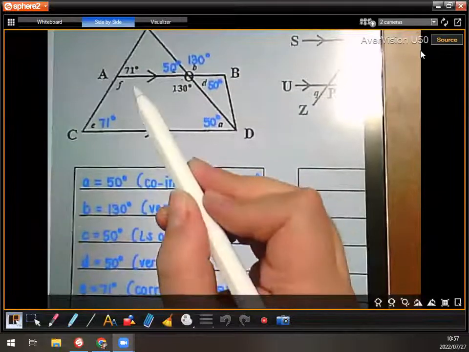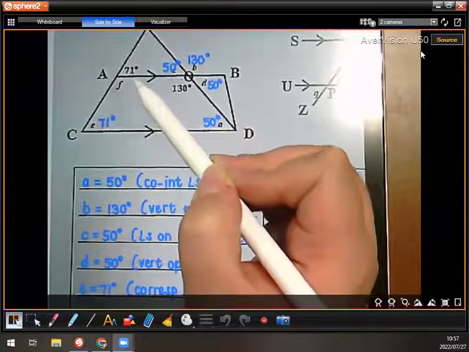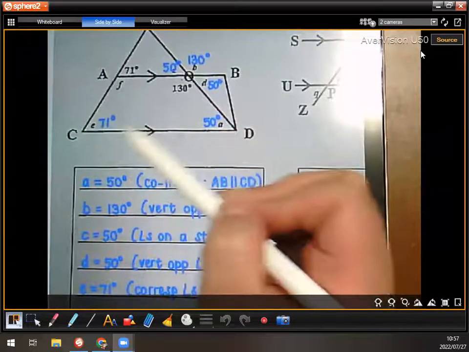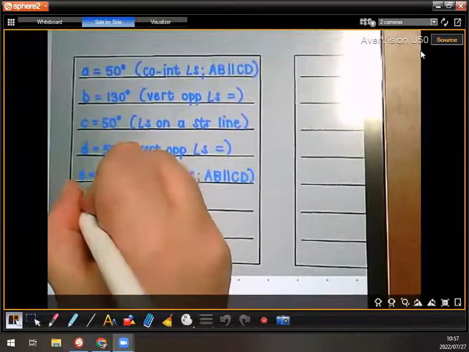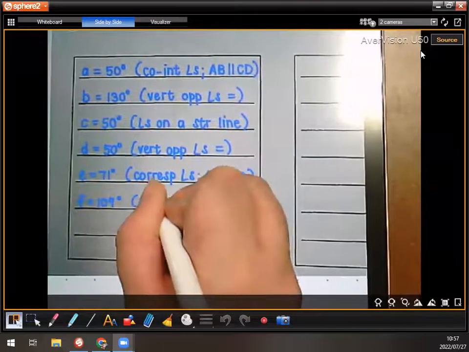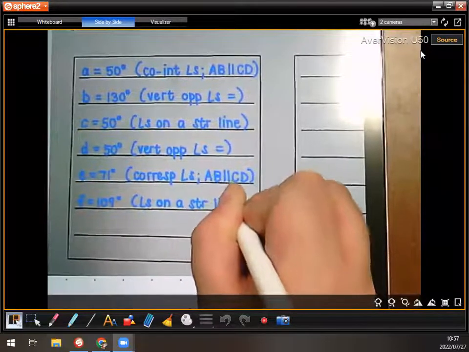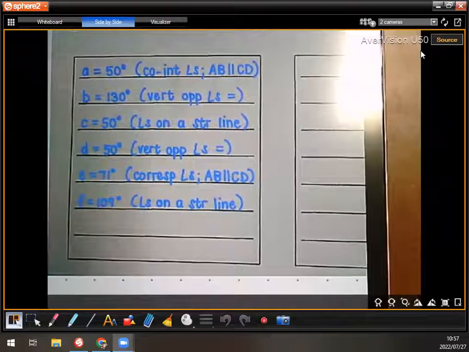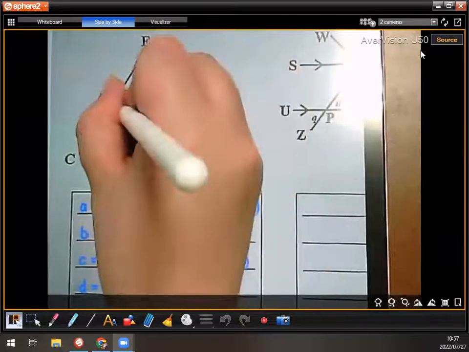Next one, we need to find F. Angles on a straight line, yes, or co-interior angles. Both reasons would use the same working, 180 minus 71, which is 109. So F is 109 degrees, with reasons angles on a straight line, or co-interior angles AD parallel to CD. That is perfect. I'm going to fill that in. F is 109. I think that's it.